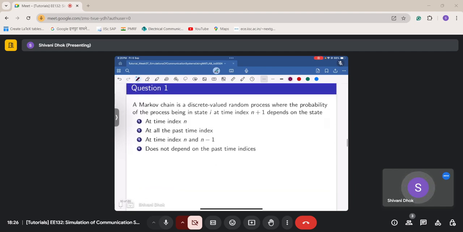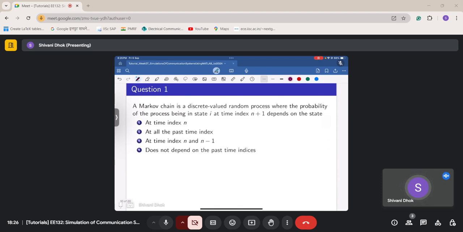This says that a Markov chain is a discrete valued random process where the probability of the process being in state i at time n plus 1 depends on the state, and we have four options. The first option is at time index n, second option is at all the past time indices, third option is at time index n and n minus 1, and the last option is it does not depend on the past time indices. By definition of Markov chain that we have been looking at, the correct answer is the first option.